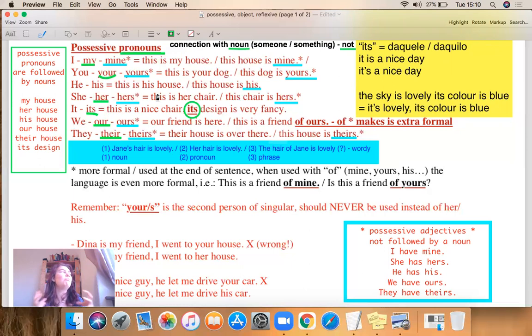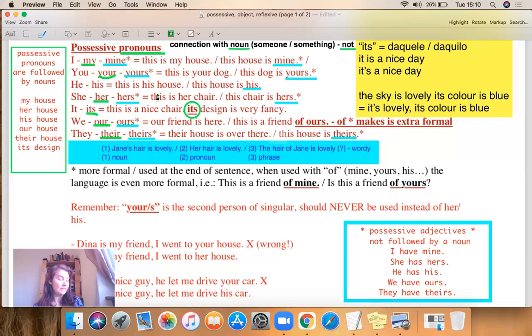Grammatically, it will mean that this is one of my friends, okay? But it also has a bit more formal tone to it. It sounds quite pompous when we talk like that. But it's also the same thing. So this is our friend. This is a friend of ours. Okay, and there, same thing.